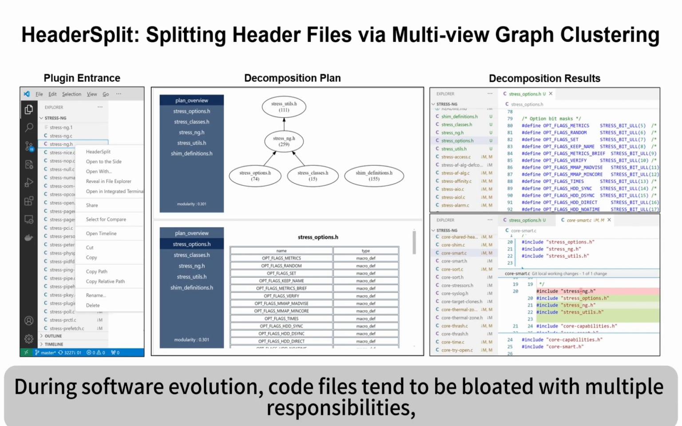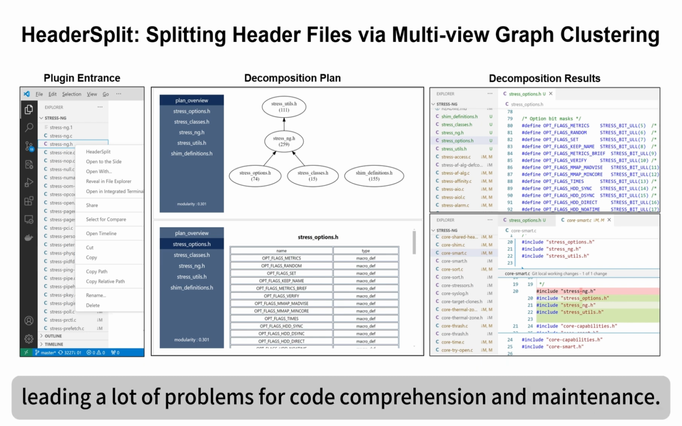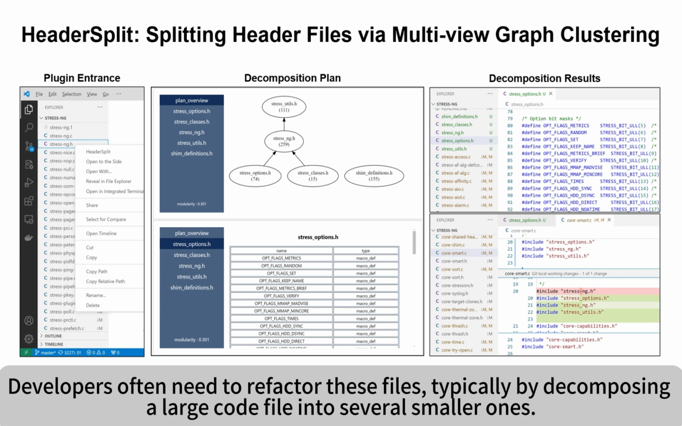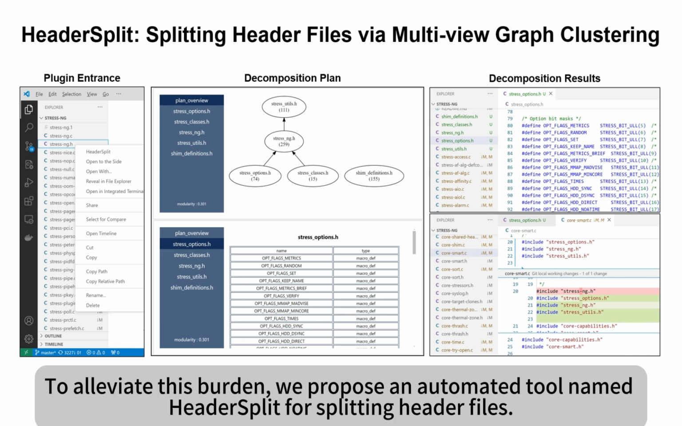During software evolution, code files tend to be bloated with multiple responsibilities, leading to a lot of problems for code comprehension and maintenance. This is particularly true for header files, which can impact many other code files in a project, thereby slowing down compilation. Developers often need to refactor these files, typically by decomposing a large code file into several smaller ones. To alleviate this burden, we propose an automated tool named HeaderSplit for splitting header files.